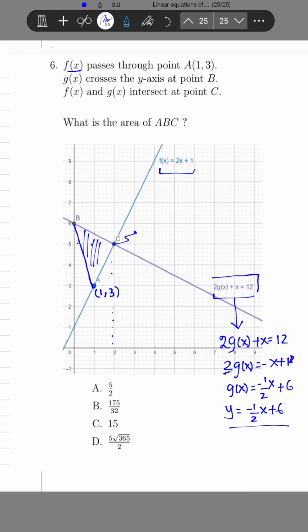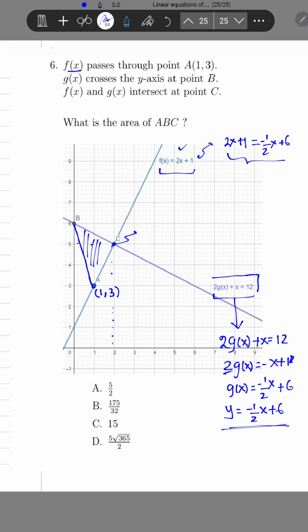This is the other equation for the line. We can call it L2 or the other line. Now we have two equations. The other one here, f of x is equal to 2x plus 1. Let's equate these two graphs and see what's the common point C in here. 2x plus 1, which is f of x, is equal to g of x, minus 1 over 2 x plus 6. This will help us to solve the value of x.